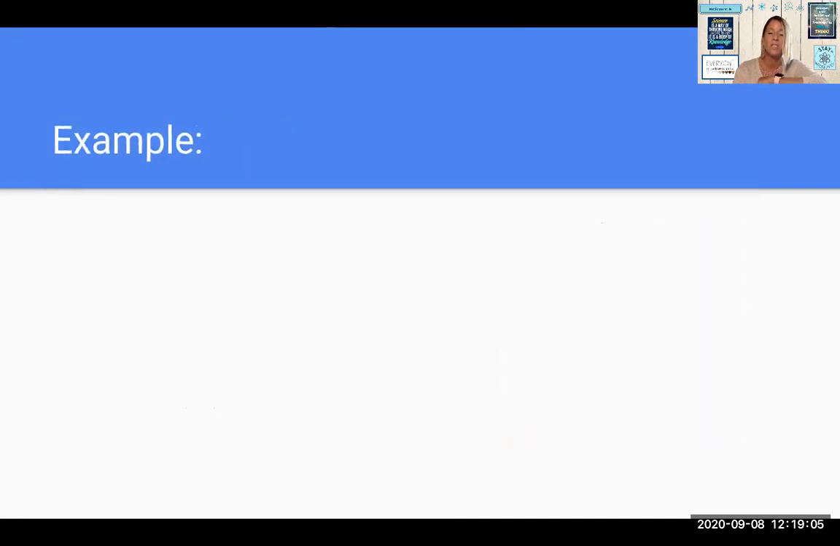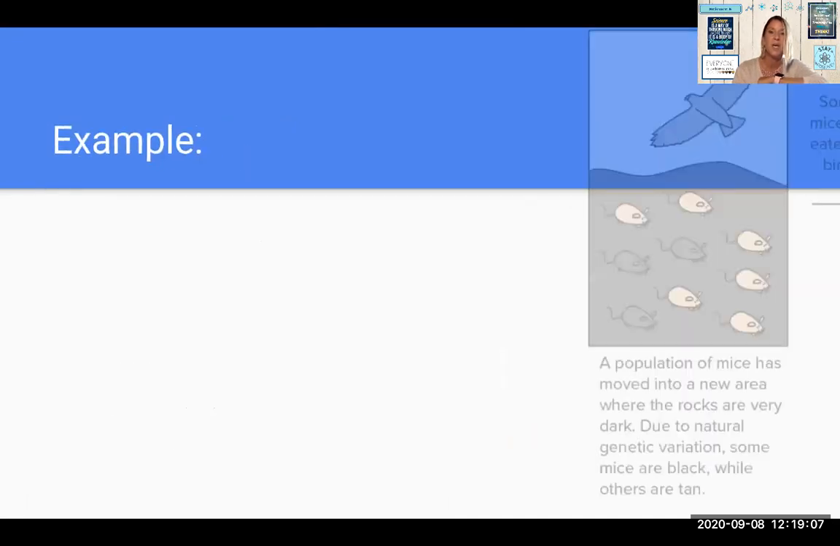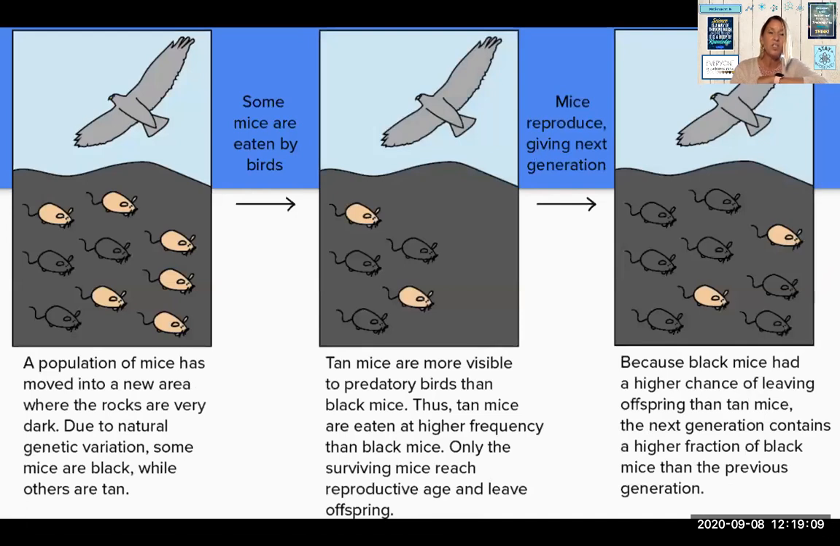Okay, so let's take a look at another example. We have a population of mice. There is a natural variation within the population where some mice are brown and some mice are black. This population of mice moves into a new location. In that new location, the ground is dark. So the black mice blend into their background better, and the brown mice stand out.